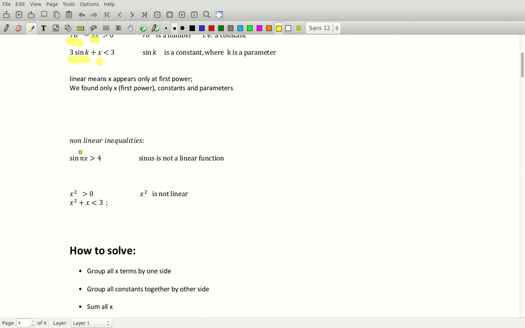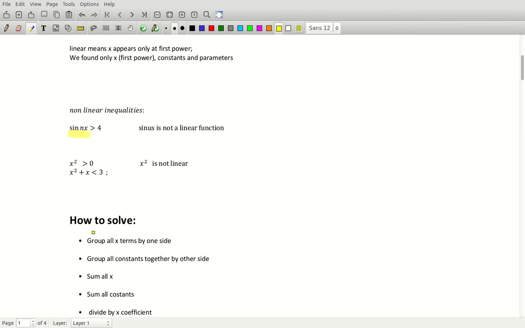If we find x as the argument of a nonlinear function like sine, or we find another power, second power, third power, we do not have a linear inequality.